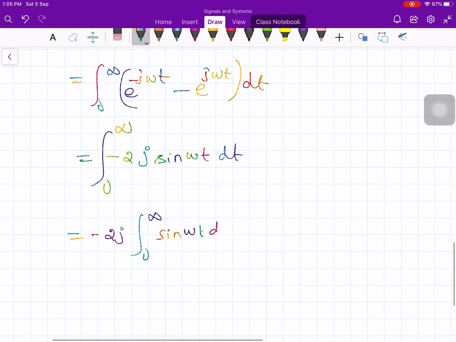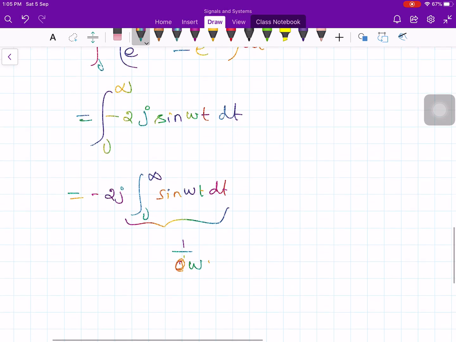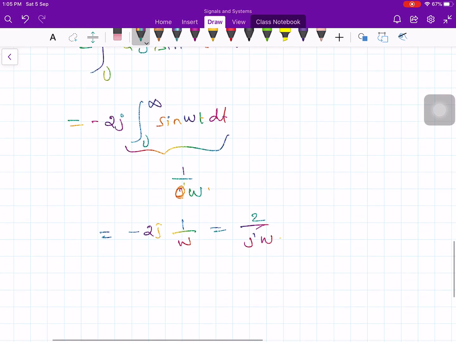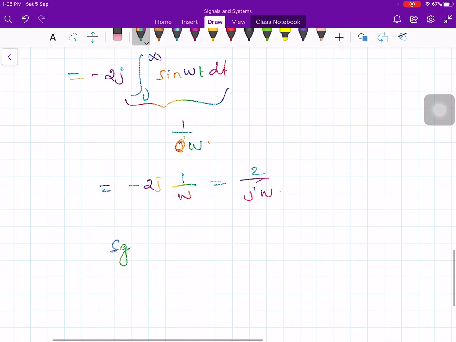What is this integration? By your distribution theory, this is going to be 1 over omega. So finally it is going to be minus 2 times j times 1 over omega. This is 2 by j omega. Therefore Signum of t has a Fourier transform of 2 over j omega. This result is very, very important.